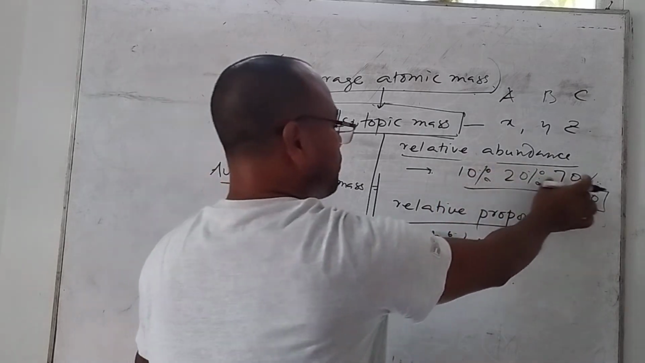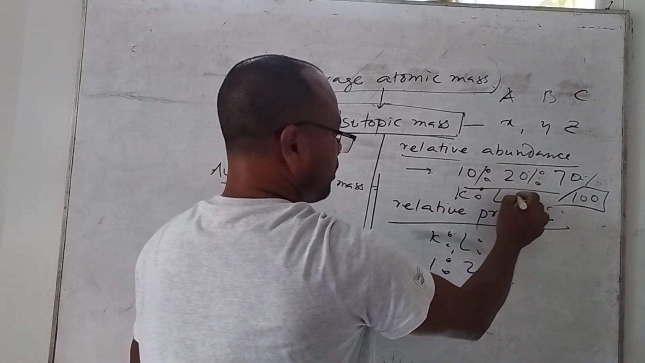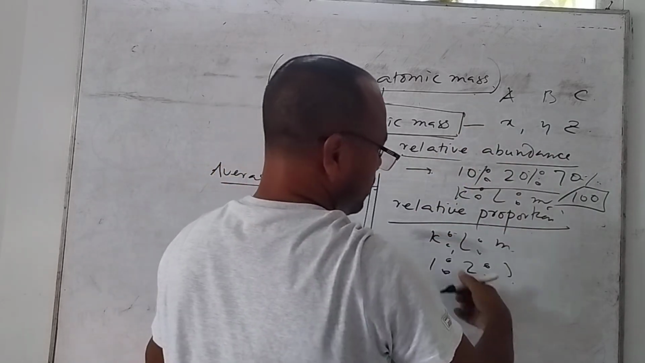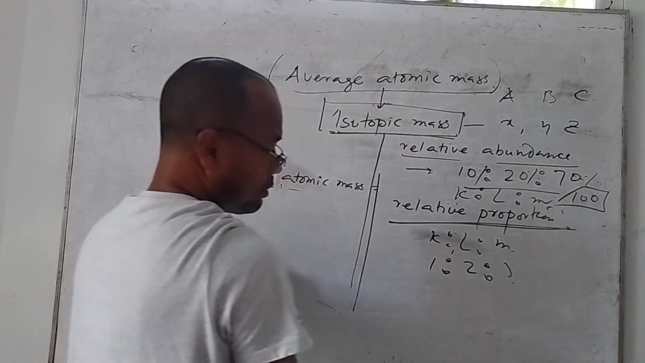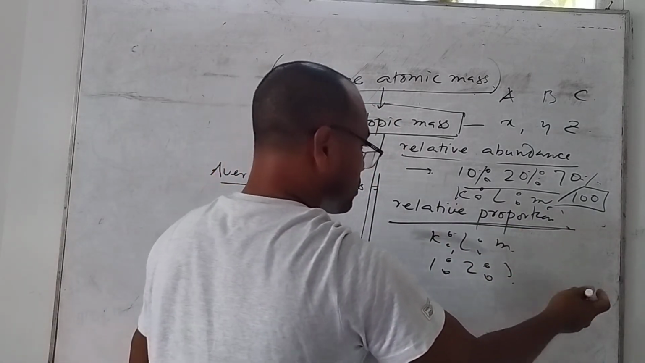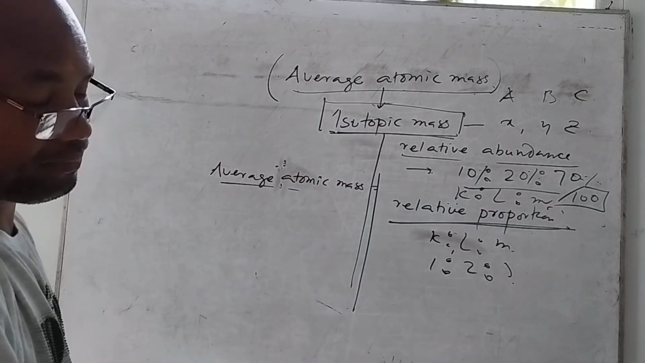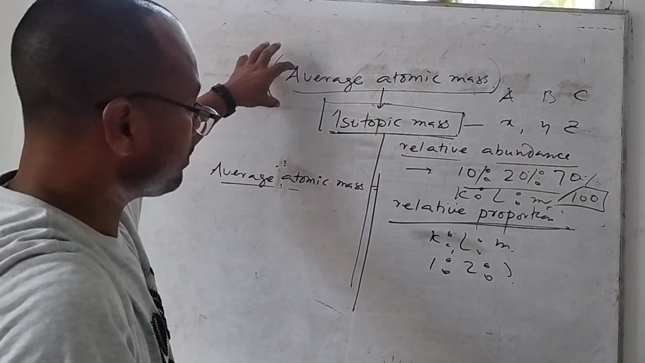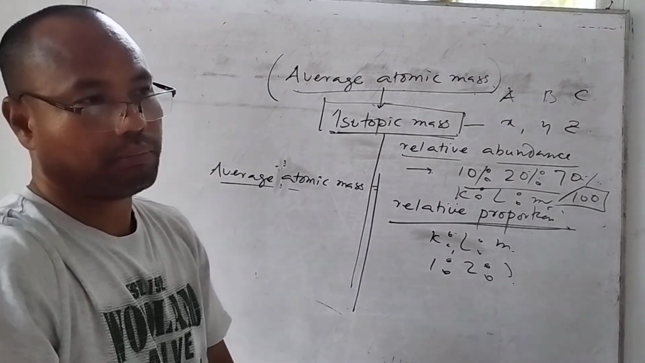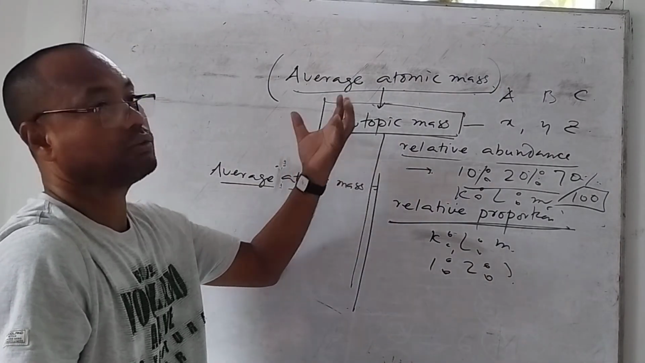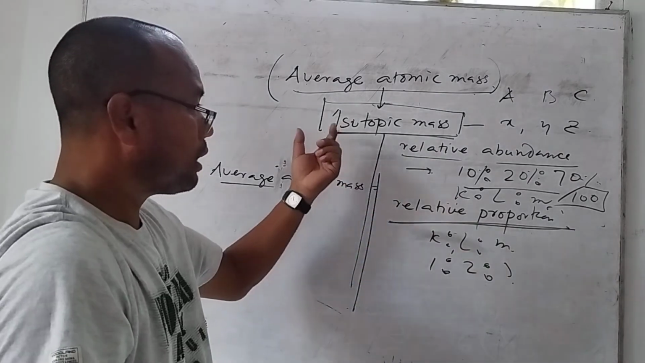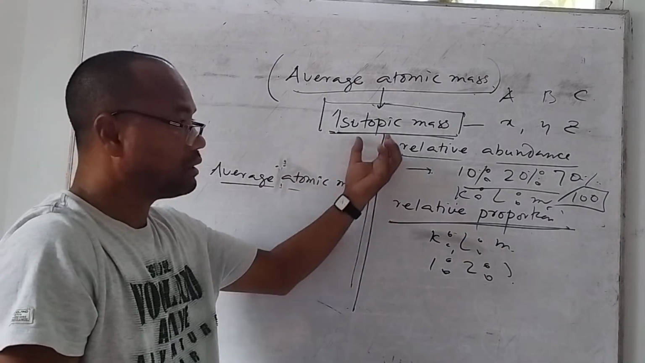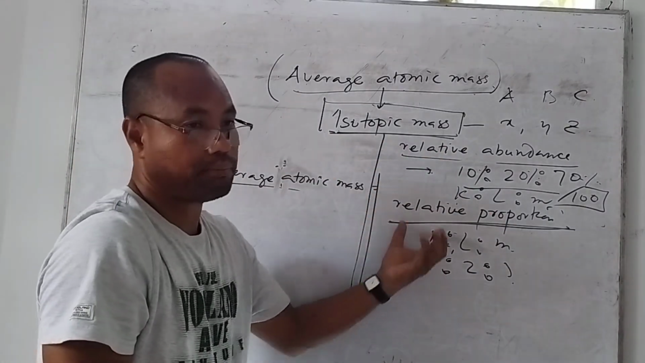So instead of writing these numbers, let me write K, L, M. This may be given in percentage, or it can be given as a relative proportion, like 1 is to 2 is to 3. Please listen very carefully when we calculate the average atomic mass. Number one, remember which isotopes are given. Number two, what are their isotopic masses and their relative abundance or relative proportion.